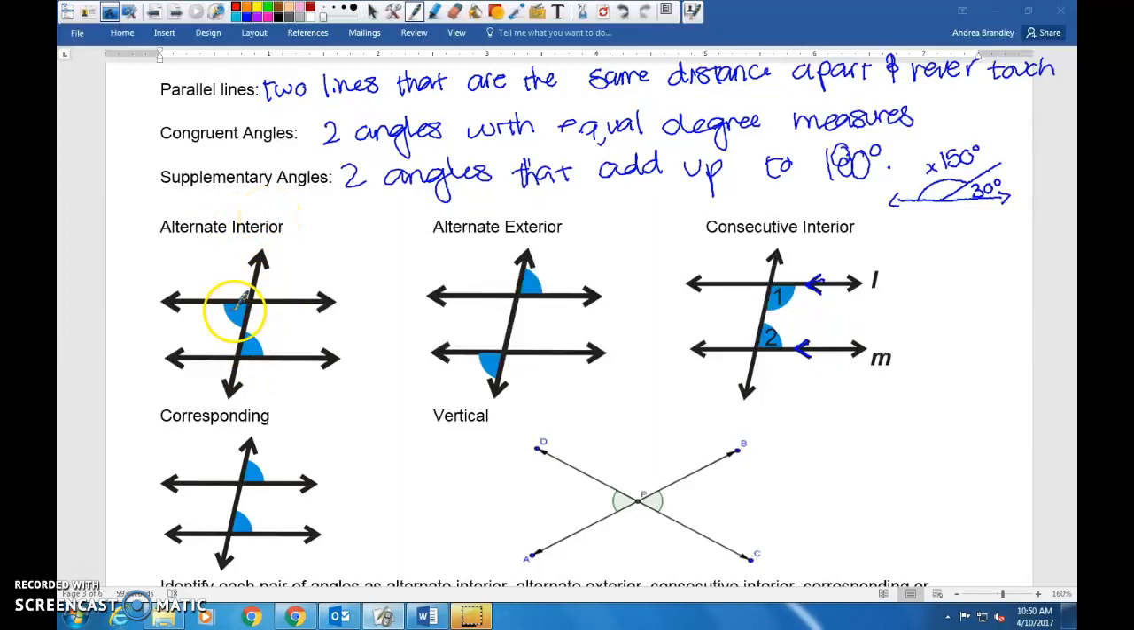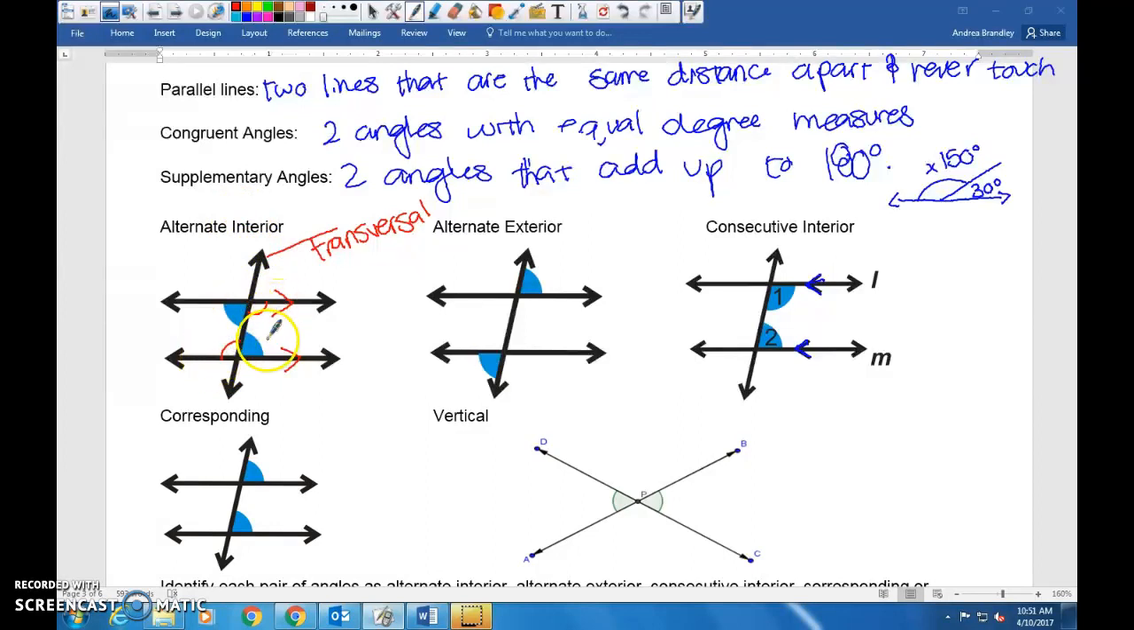So if we look at these two angles, they're alternate because one is on this side of the transversal and then it alternates to this side of the transversal. And interior, they're inside our two parallel lines. For your information, this line that cuts through these two parallel lines is called a transversal. So as I use that throughout the video, you'll know that it refers to the line that cuts through the two parallel lines.